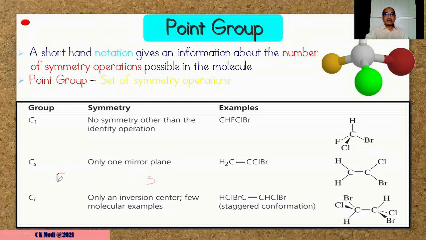So E is also called C1. Therefore, C1 plus sigma is equal to Cs.